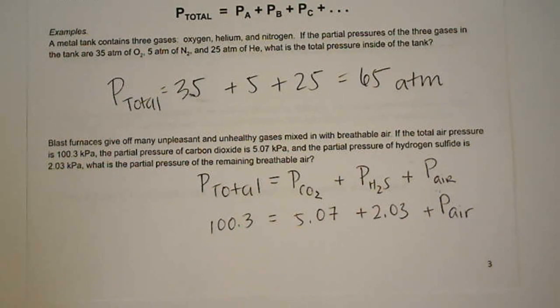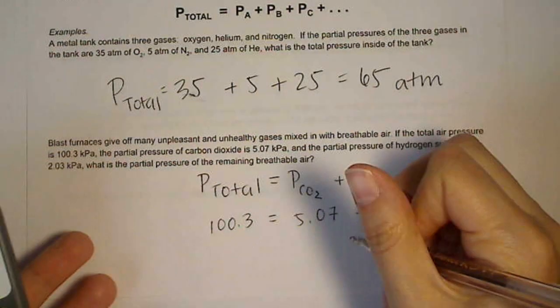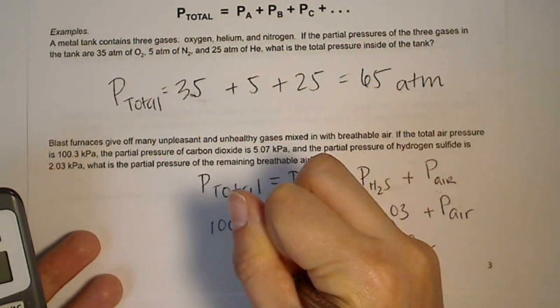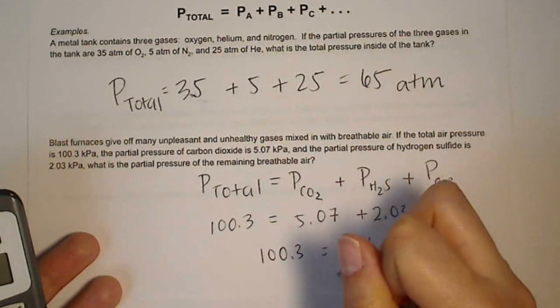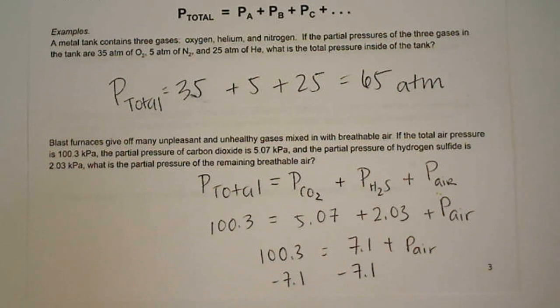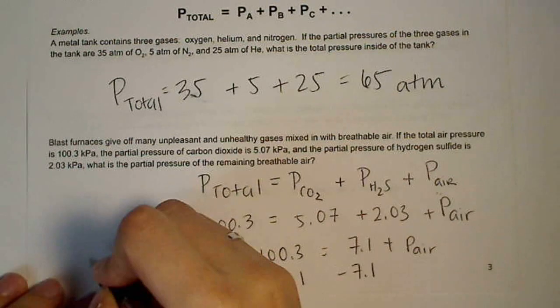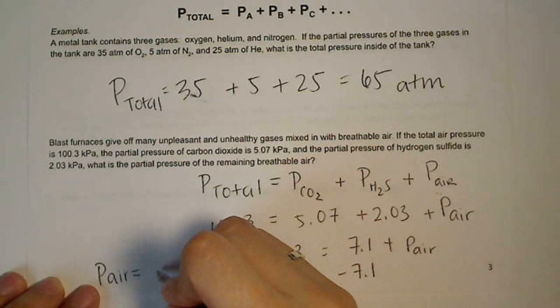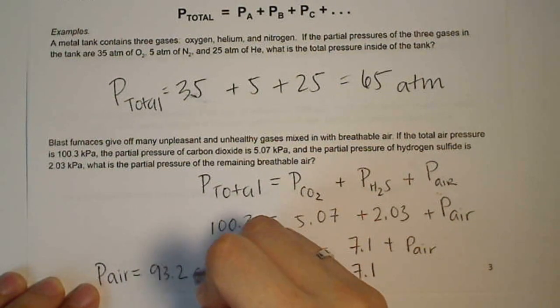Okay, so I'm going to do 5.07 plus 2.03, and that's 7.1. And then I'm going to subtract 7.1 from each side. And the pressure of my air is going to be 93.2 kilopascals.